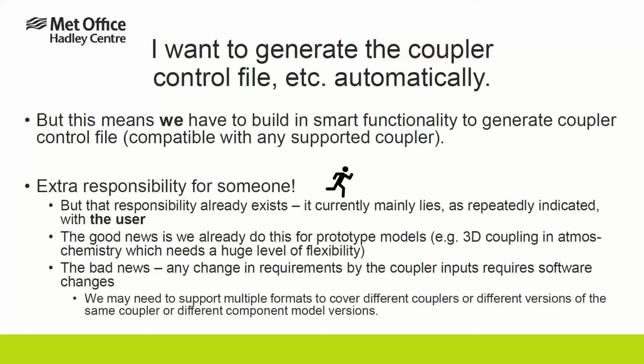The good news is that we've started to do this for prototype models in our 3D atmosphere chemistry coupling, because those models need a huge level of flexibility. It's just impractical to predefine NAM couple files and all the other things that go with coupled models. The bad news: any change in requirements by coupler inputs requires software changes. We may need to support multiple formats to cover different couplers or different versions of the same coupler, etc. So there's a lot of extra work to enable this dream to happen.